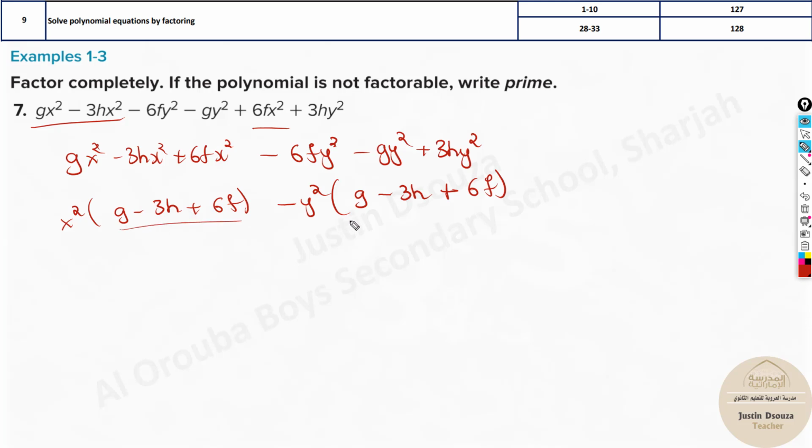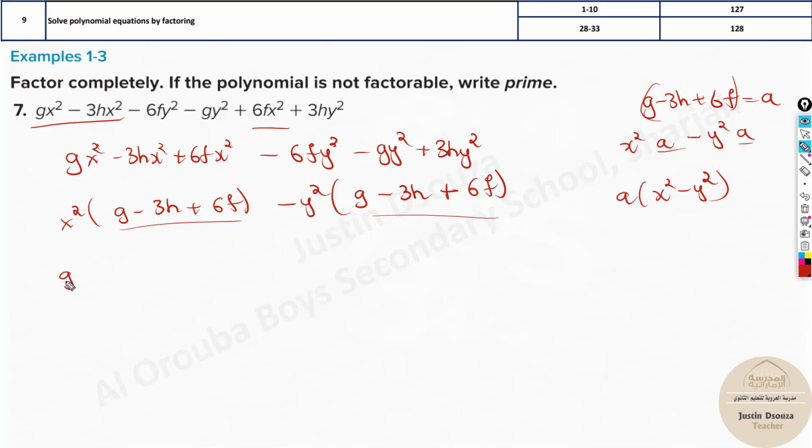Now these two, look at this. I can remove this and this common out. Why? Because if I assume, say, g minus 3h plus 6f to be a, let's just assume this factor to be a, then I'll rearrange this and write x squared a minus y squared a. Don't you agree? Now I can remove this out, right? A can be removed out. You're remaining with x squared minus y squared. That's what happened over here.